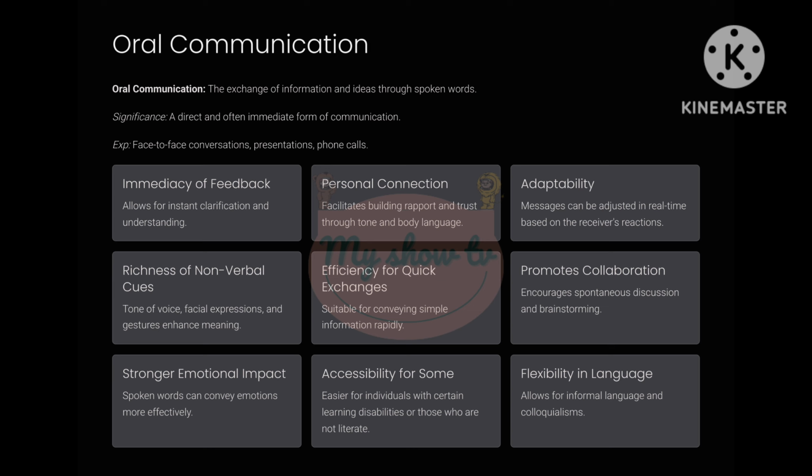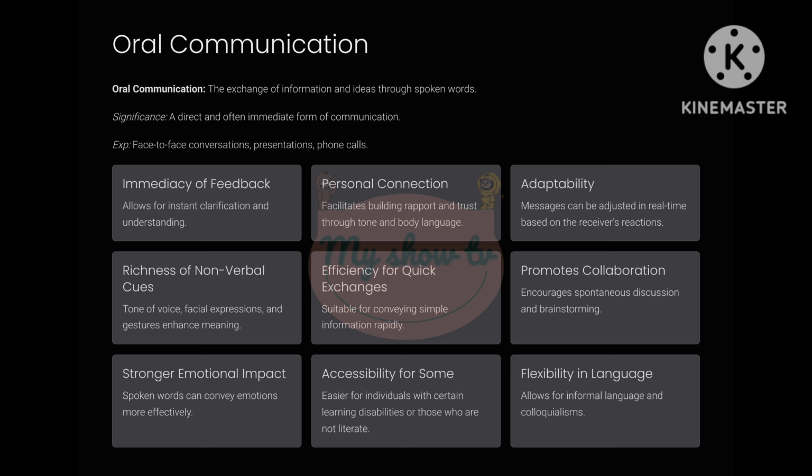4. Richness of nonverbal cues. Oral communication is often accompanied by nonverbal cues like tone of voice, facial expressions, and gestures, which can add layers of meaning to the spoken words. 5. Efficiency for quick exchanges. For conveying simple information or having brief discussions, oral communication can be a very efficient way to get your point across quickly. 6. Promotes collaboration. Spoken discussions often encourage spontaneous interaction, brainstorming of ideas, and collaborative problem solving.